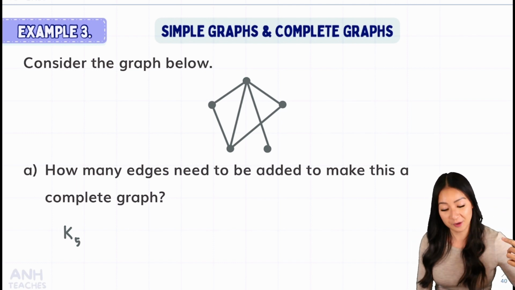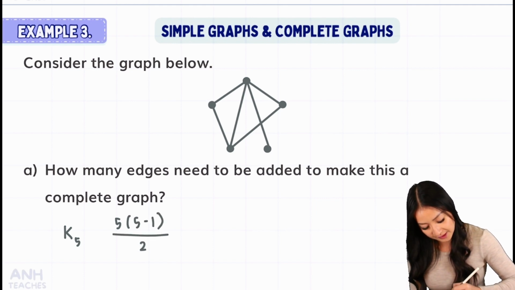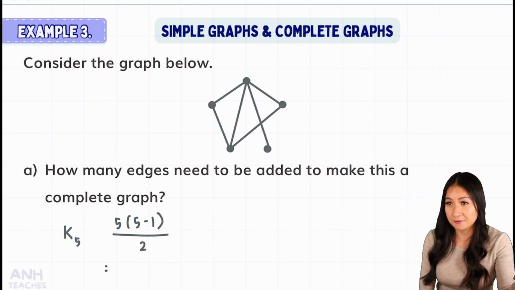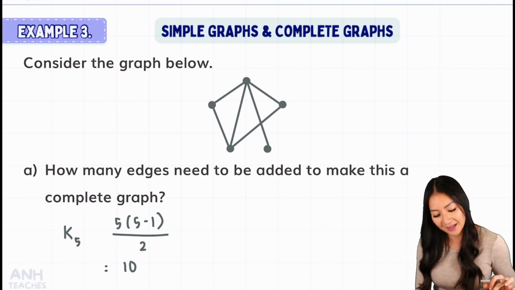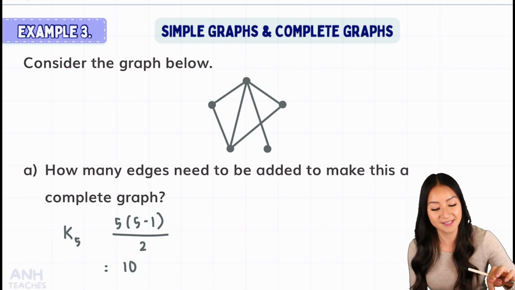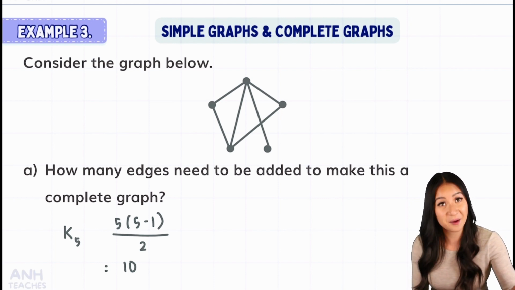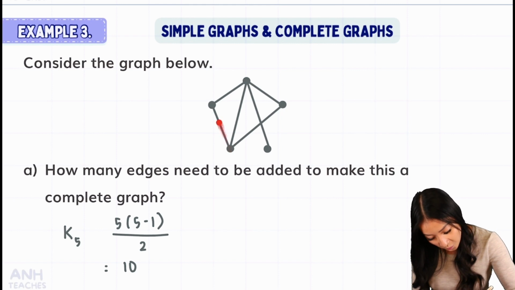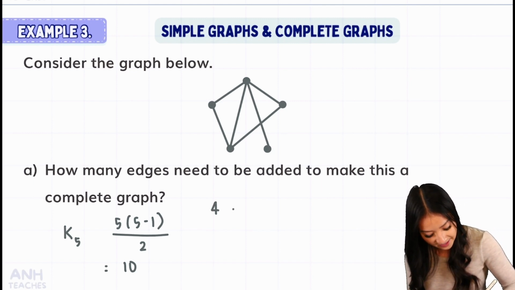I can find out the number of edges for K5, which is going to be 5 times 5 take 1 all over 2, which is 5 times 4 divided by 2, that is 10. So a complete graph with 5 vertices is going to need 10 edges altogether. So let's count up how many we currently have. 1, 2, 3, 4, 5, 6, meaning that 4 edges need to be added to make this a complete graph.